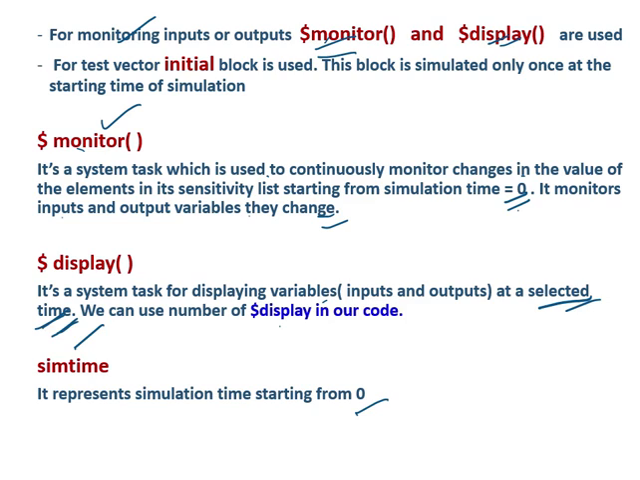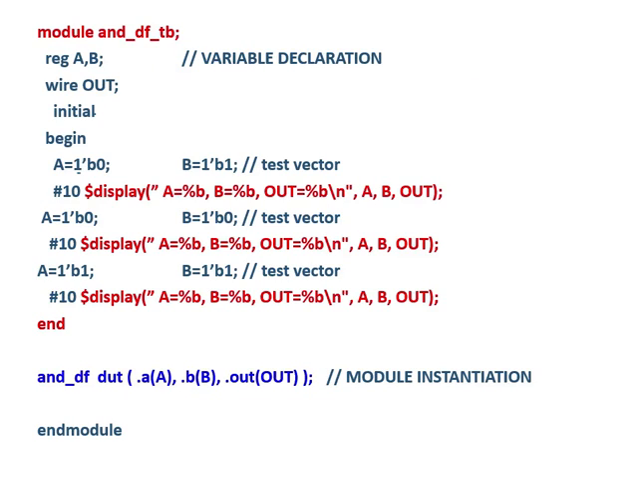If you want to view the output, you want to monitor the output, then you can use the display. So it is always associated with a selected time. Here you can see the example. a equal to 0, b equal to 1. This is inside the initial begin, so at 0 nanosecond this happens, right? At 0 nanosecond this happened.